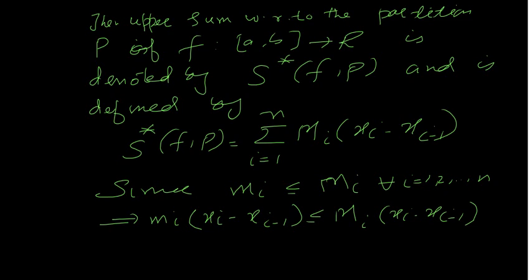And this is true for all i. It's true for all i equal to 1, 2 up to n. And let's add these numbers. There are n numbers, and this inequality holds for each number. So we can add these numbers, and this inequality is preserved under that addition.